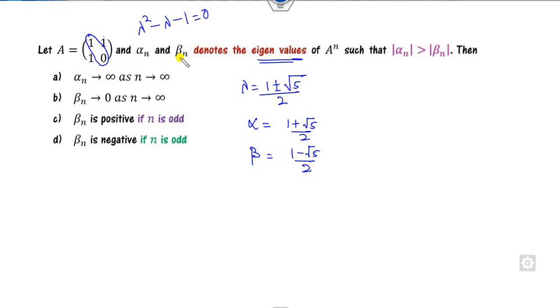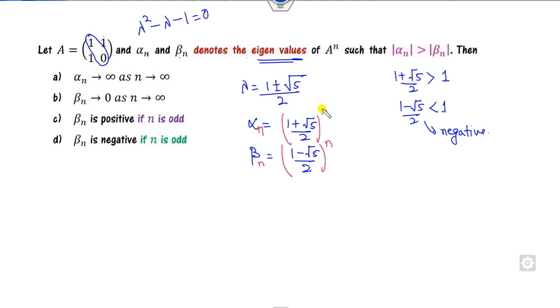Now alpha^n and beta^n denote the eigenvalues of A raised to the power n, such that the magnitude of alpha^n is greater than that of beta^n. This is alpha^n, this is beta^n. I think that's very simple. Clearly 1 plus root 5 over 2 is greater than 1, and 1 minus root 5 over 2 is less than 1 in magnitude, and it is even negative.